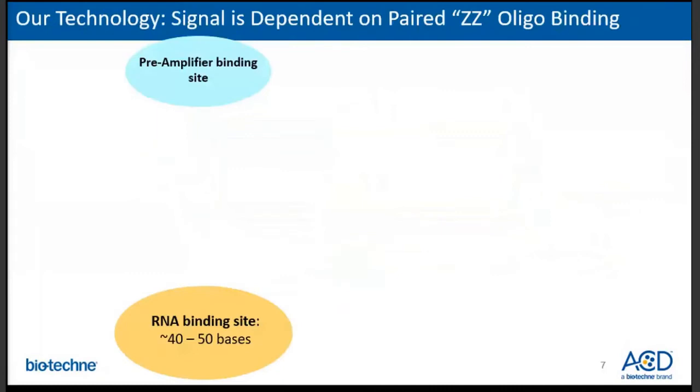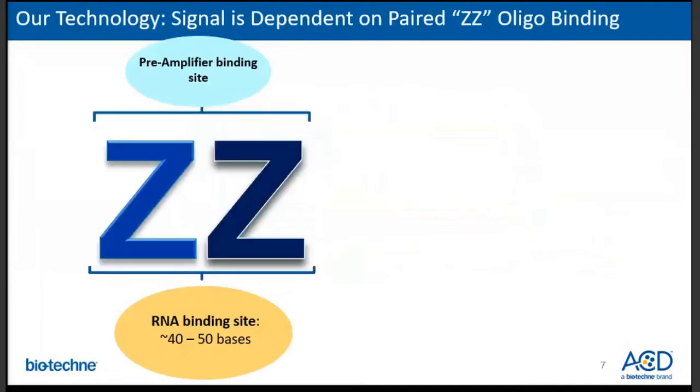The way we generate signal is dependent on the paired oligonucleotide binding to the target sequence. So this signal is dependent on the paired ZZ oligo binding. And so the paired ZZ oligo binding refers to the Z here and the second Z, which spans about 50 base pairs on your target sequence. This paired ZZ is unique for your actual target sequence, so it should only bind your target sequence.